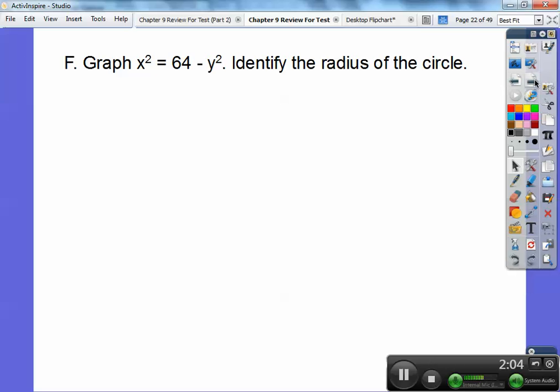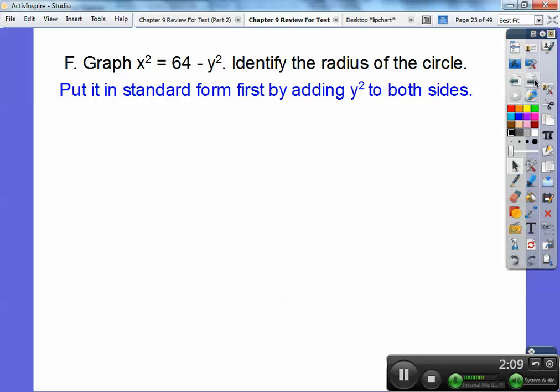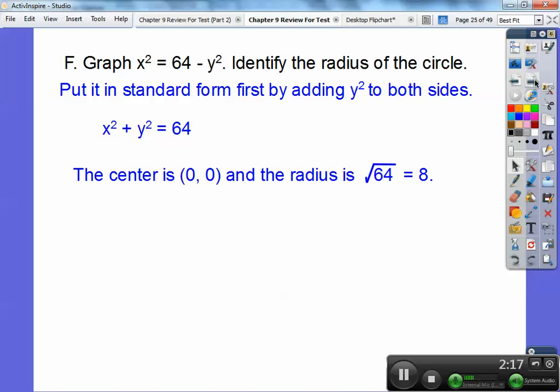Okay, this one looks like a circle right here. So we're going to identify the radius. First, by adding y squared to both sides, that'll get us in standard form. So this is in the form x squared plus y squared equals the radius squared. So the center is at (0, 0), and the radius is the square root of 64, so it's 8.